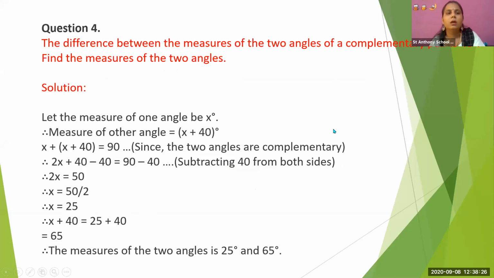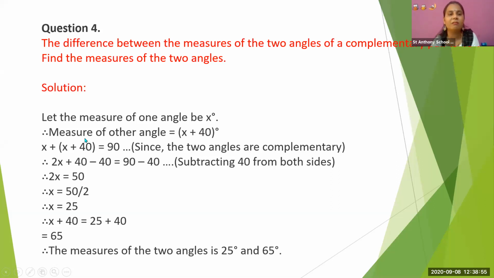Now let the measure of one angle be X, and the measure of the other angle is X plus 40, because the difference between the measures of the two angles of a complementary pair is given. One of the differences is given, that is X plus 40. So X plus X plus 40 is equal to 90 degrees since the two angles are complementary.